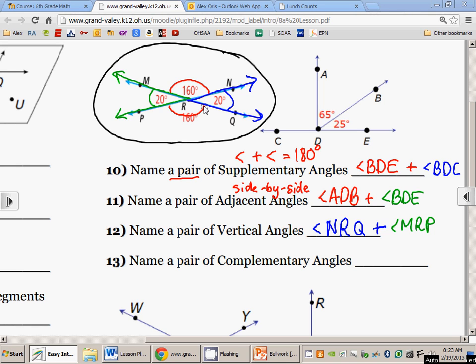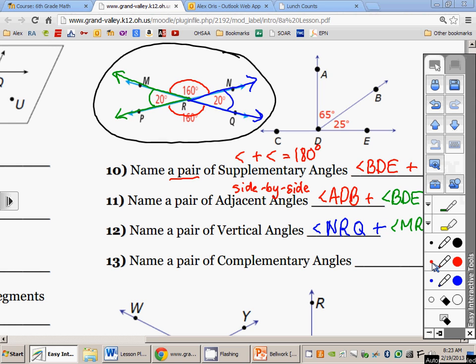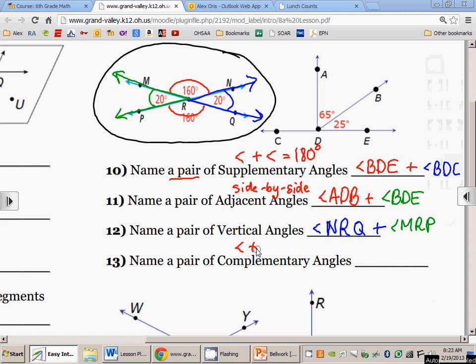And finally, number 13. It sounds a lot like number 10, supplementary. But supplementary added up to 180 degrees. On page 13, Dante, what does complementary mean? Two angles whose measures add up to 90 degrees. Measures add up to 90.